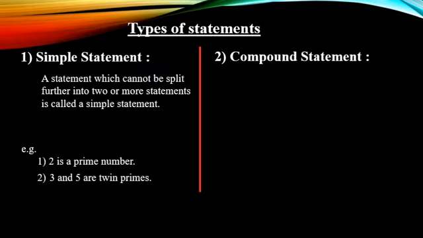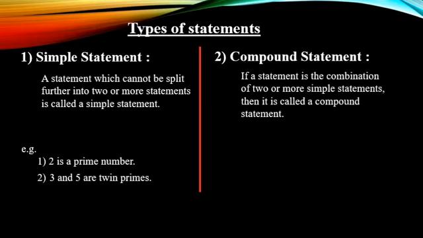First one, 2 is prime number, and second one, 3 and 5 are twin primes. Both are simple statements clearly. Now the definition of compound statement: if a statement is the combination of two or more simple statements, then it is called a compound statement.